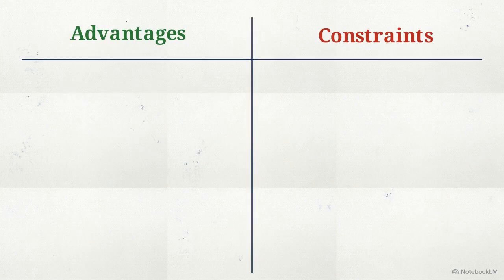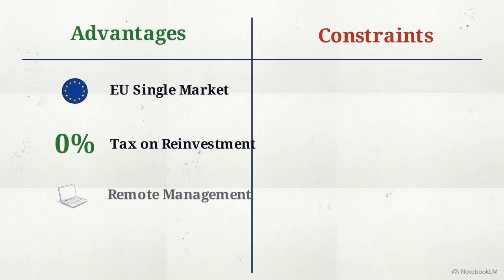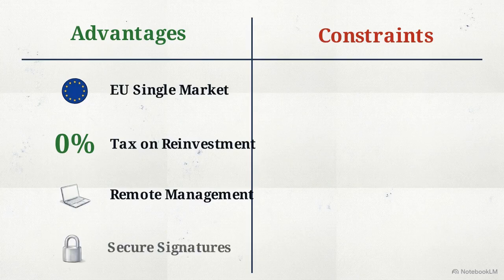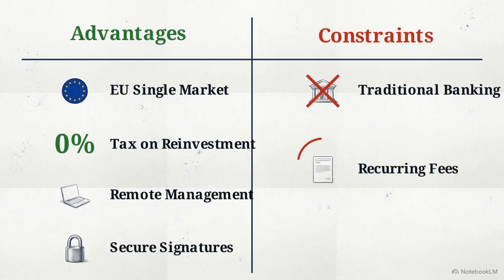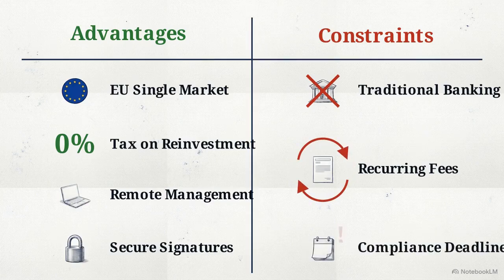When you look at the balance sheet, the advantages are clear. You get frictionless access to the EU single market, 0 tax on reinvested capital, the ability to manage everything remotely, and secure digital signatures. The constraints are equally clear. You will likely be shut out of traditional banking, you have to pay mandatory recurring fees for local representation, and you are bound by rigid annual compliance deadlines.